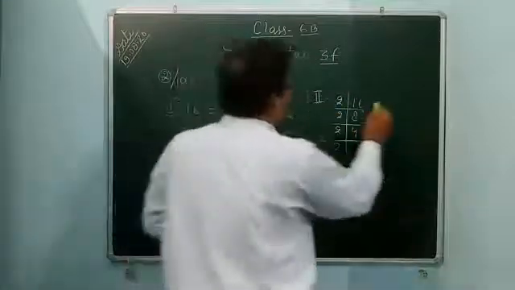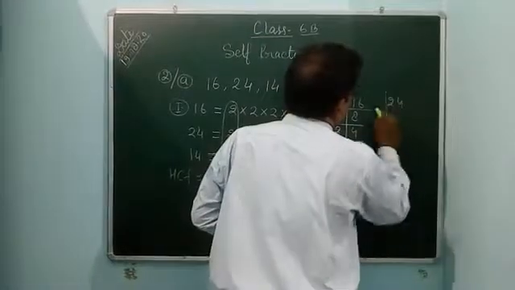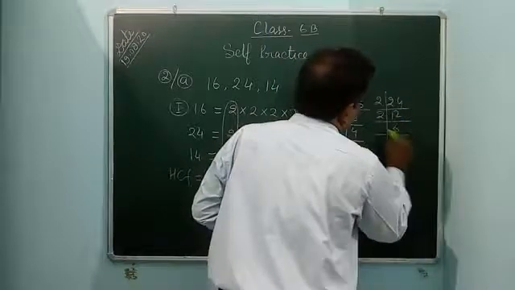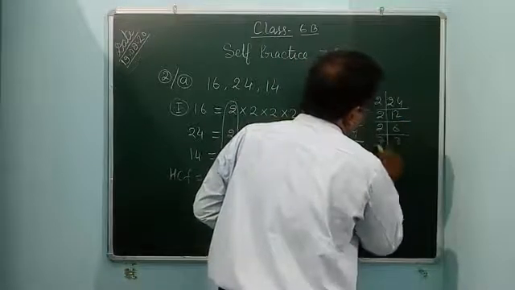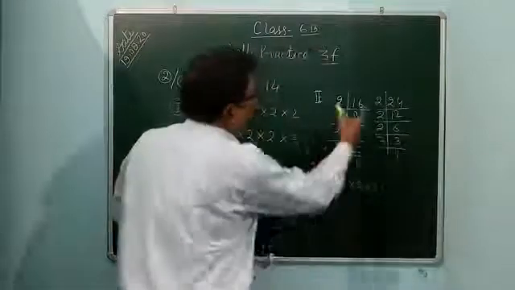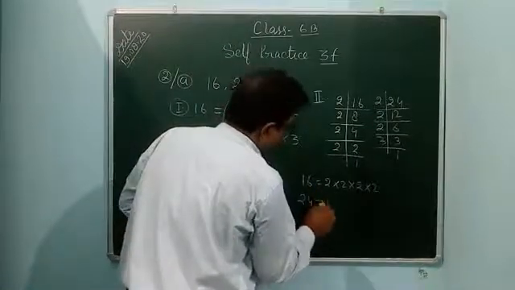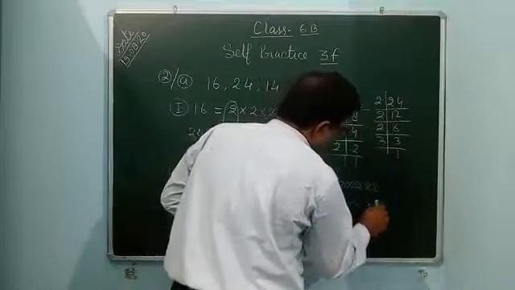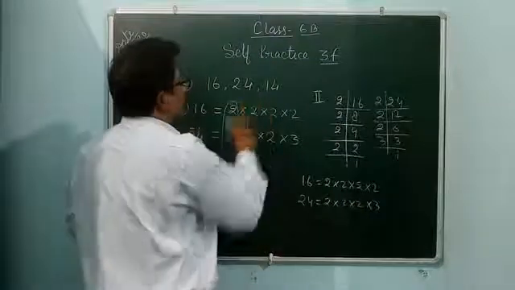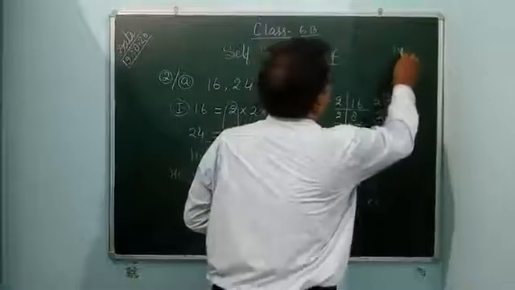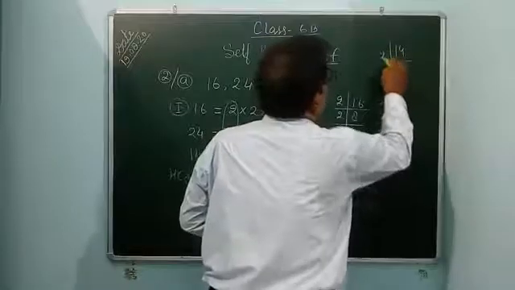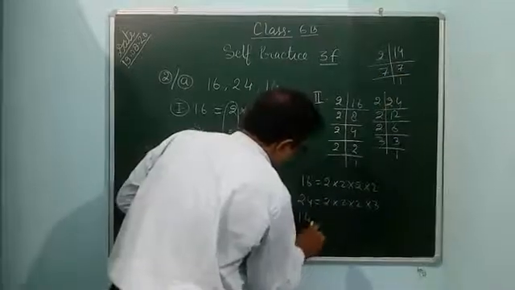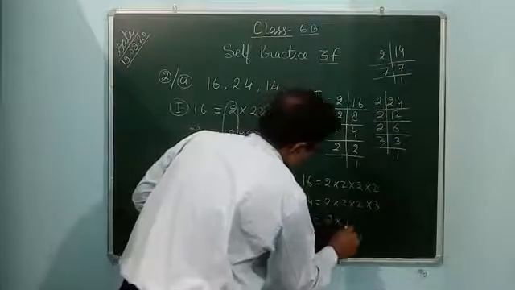After that, 24 divided by 2: 2 times 12 is 24, 2 times 6 is 12, 2 times 3 is 6, 3 times 1 is 3. For 24, 2 into 2 into 2 into 3. Again for 14, you can see 2 times 7 is 14 and 7 times 1 is 7. For 14, 2 into 7.